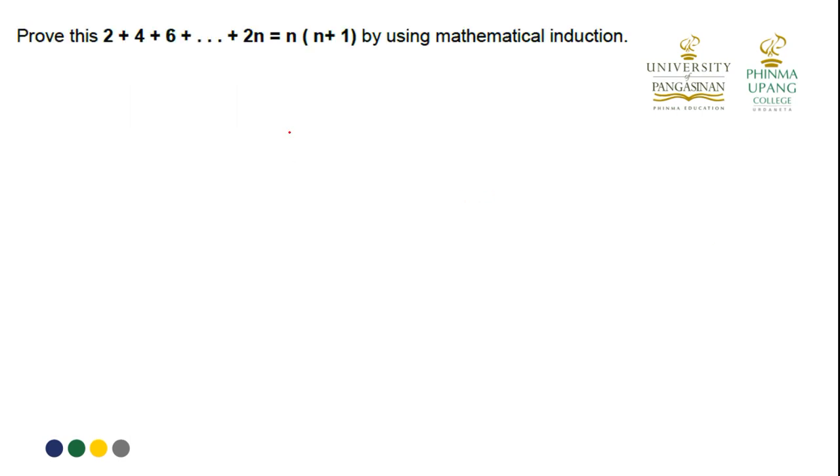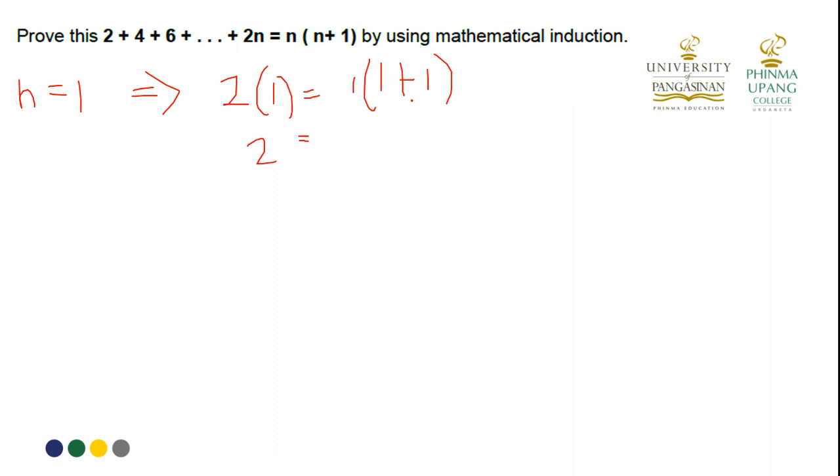Ito, para mas mahirap. So, what we have 2, 4, 6. Yung n natin, gagawin natin siyang 1. So, we have 2 times 1 all over n is 1 times 1 plus 1. Nagets niyo ba yan? What is 1 plus 1 sa quantity? Ay, 1 times 2. So, na-prove natin. Yun yung step number 1. Punta tayo sa number 2, where n is equal to k.